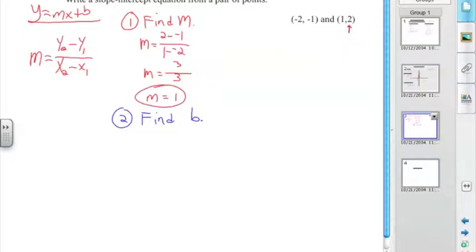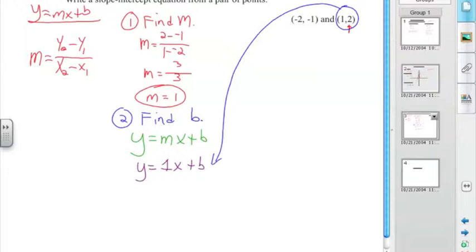So what we're going to do is use one of the points and the slope-intercept form and the slope to get the y-intercept. So we're going to take y equals mx plus b. We're going to substitute in the slope, 1x plus b. And now we're actually going to take one of our 2 points, our x-coordinate and our y-coordinate, and we're going to substitute them in for an x and a y. Because we know that -2, -1 is a point on that line, and we know that 1, 2 is a point on that line. So we're actually going to take the 1, 2 and substitute it in.